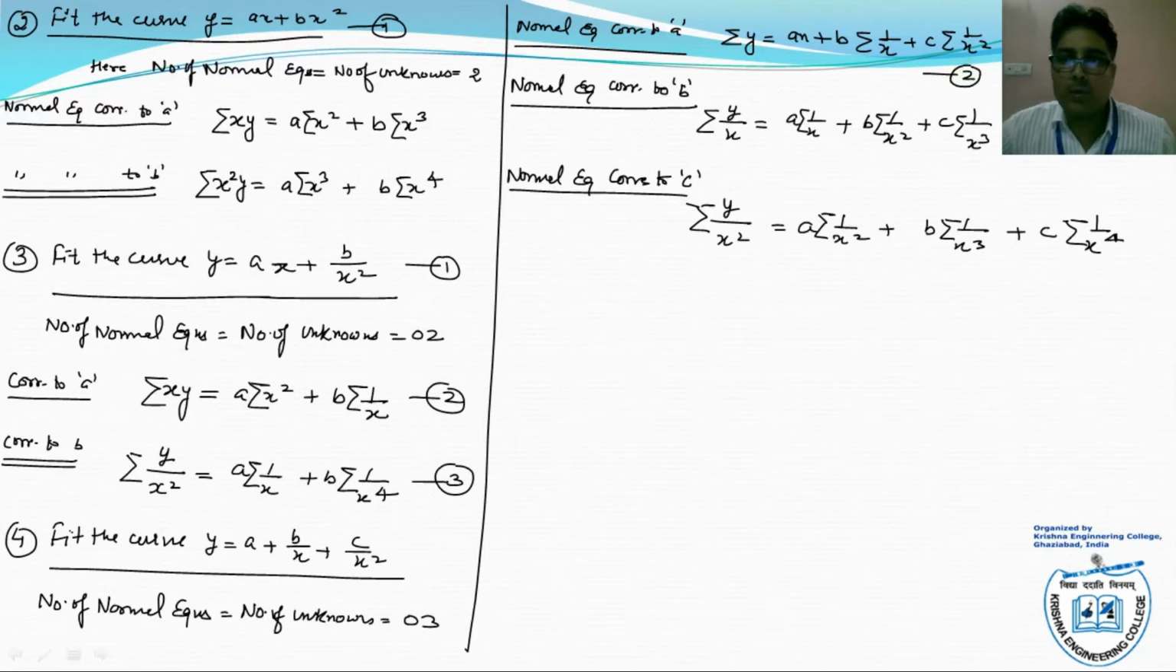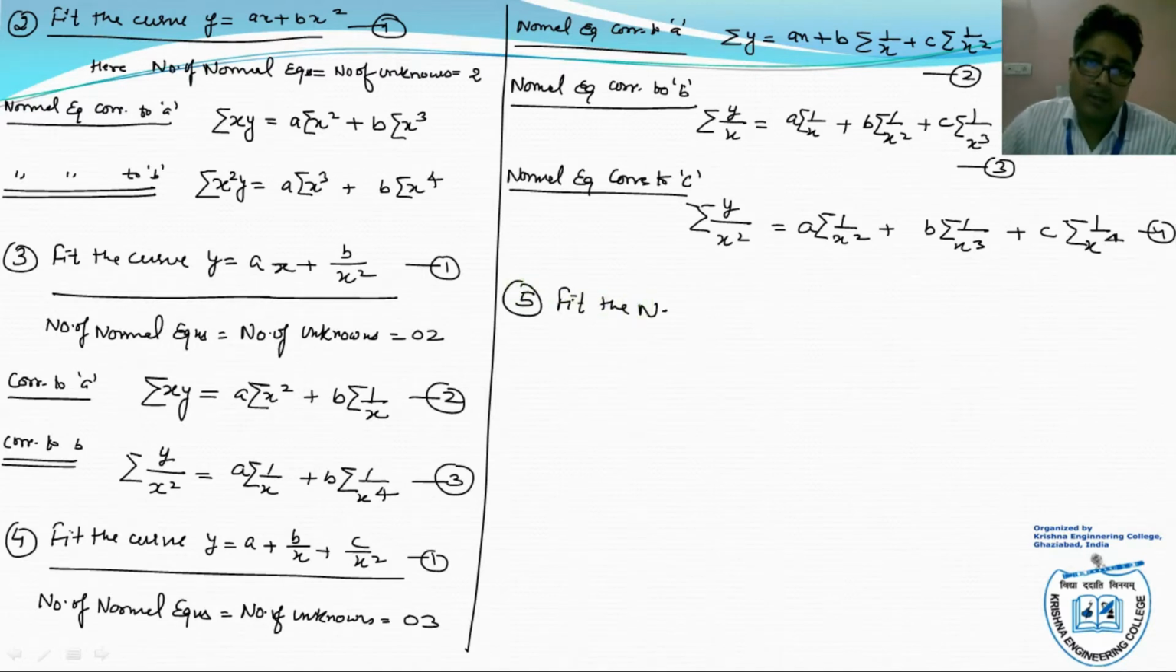This is the second equation, this is the third equation, this is the fourth equation. Here one is this. Clear? The second, third and fourth equations are the normal equations. We solve the equations for a, b, c. We get the values of a, b, c. Put these values of a, b, c in equation first, and we get the best fitted curve. Clear? Now fit the next curve.